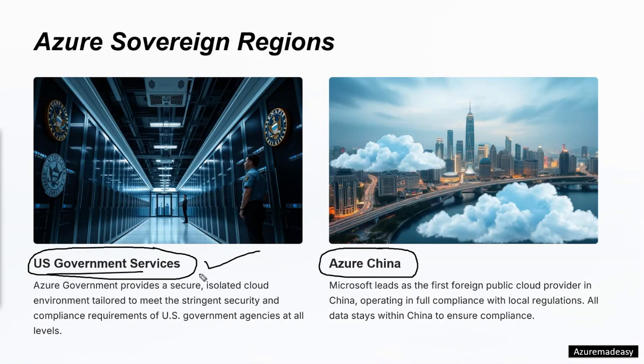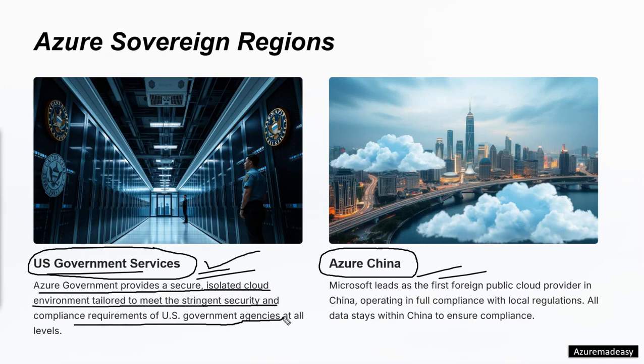We have some such as Azure Government and Azure China. Azure Government provides a secure isolated cloud environment tailored to meet the stringent security and compliance requirements of US government agencies. US government agencies want their data not to be hosted in some other place. It needs to be within their boundary. Similarly, for Azure China, Microsoft is the first foreign public cloud provider in China, operating in full compliance with the regulations. So China needs their data centers, which is very important.